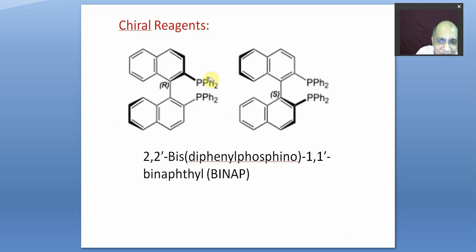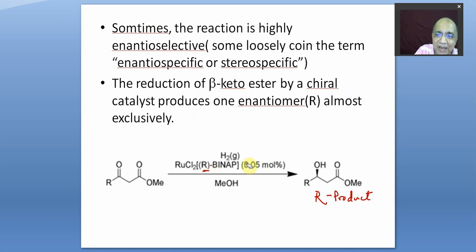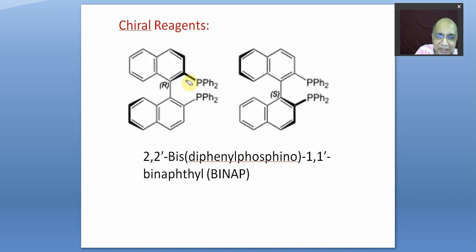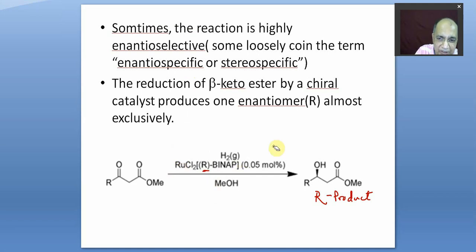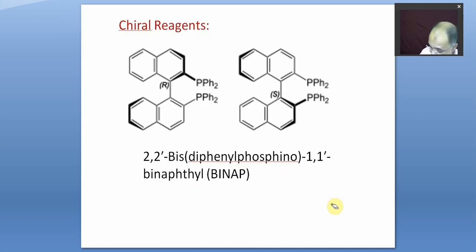Similarly, I have just shown for the sake of fun this BINAP. This is a binaphthyl compound. This is a chiral compound. This R is taken there, not S. This chirality is not due to any chiral center. This is due to a chiral axis. Forget about the chirality details. Now, this BINAP is this compound. This R is taken, the ruthenium complex, and when this is used, we get the R product predominating, nearly 100%. Similarly, I give you another example.